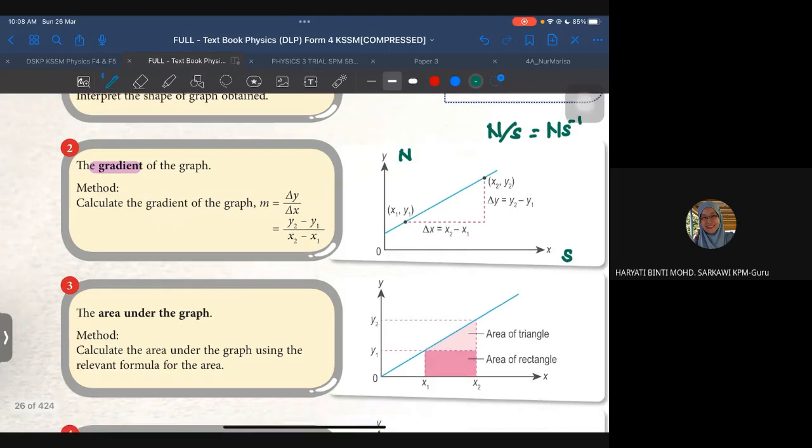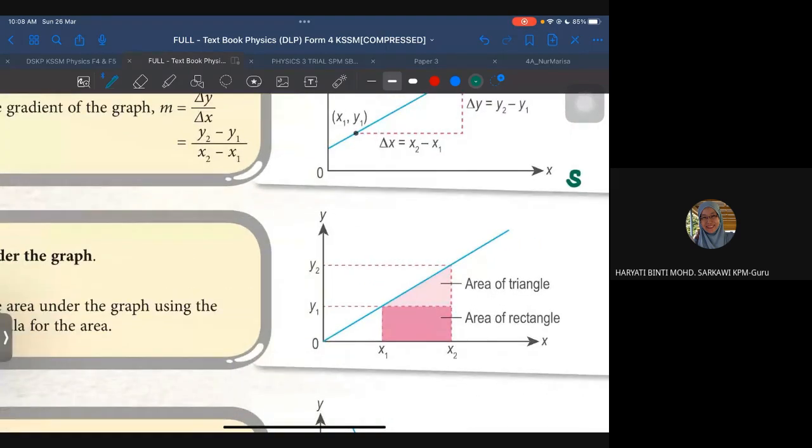Okay, let's say the vertical axis is joule and the horizontal axis is meter. What would be the unit for the gradient of the graph? Correct, joule per meter. If you don't want to write the stroke, you can write joule meter negative 1. Understand?